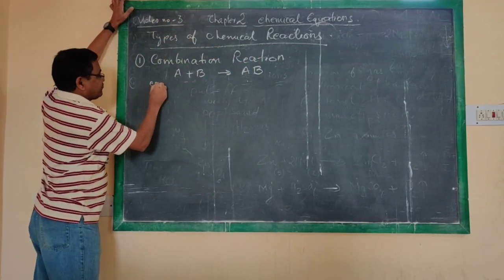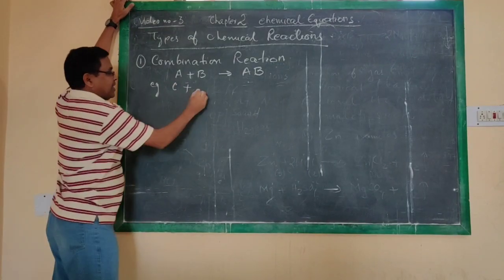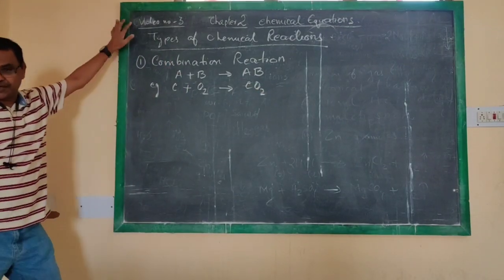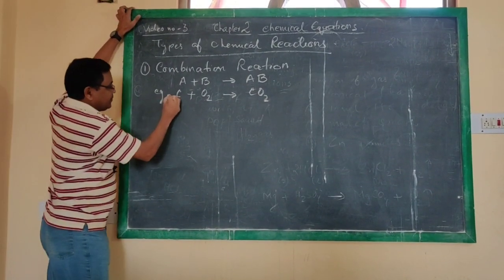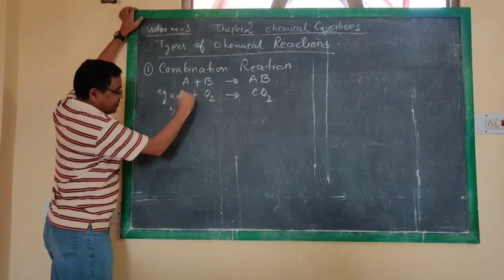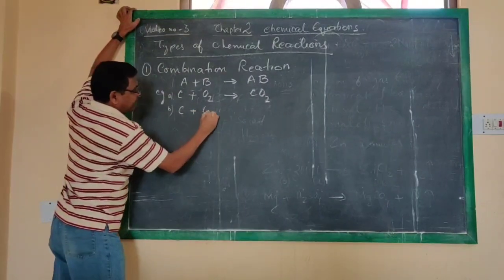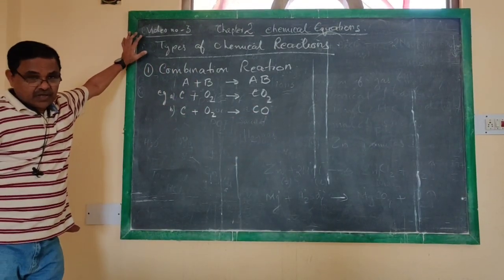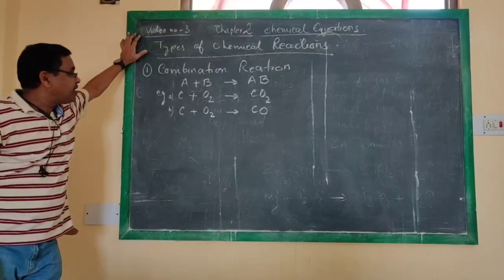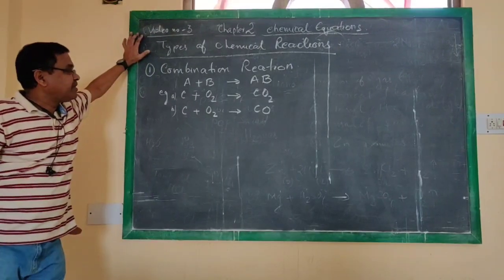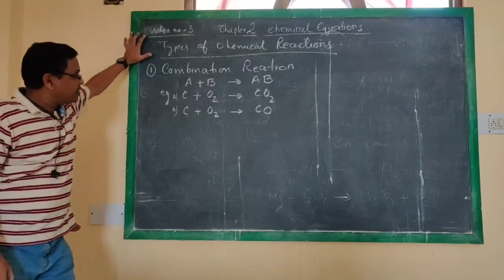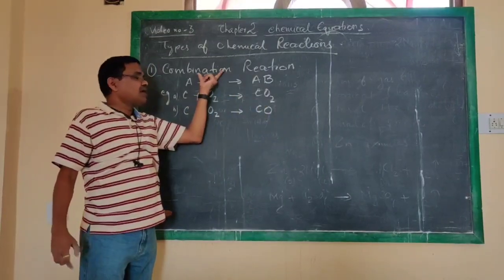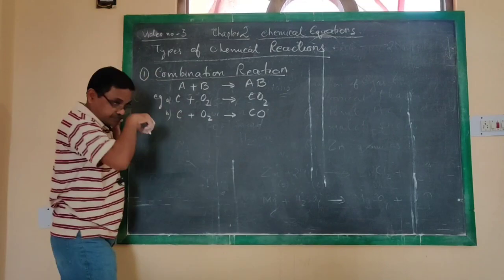For example, carbon plus oxygen, we get here carbon dioxide. Same combination I will take: carbon plus oxygen gives carbon monoxide. The reaction seems to be very interesting because the elements are the same and we get two different products. Two different elements forming one single product is called a combination reaction.